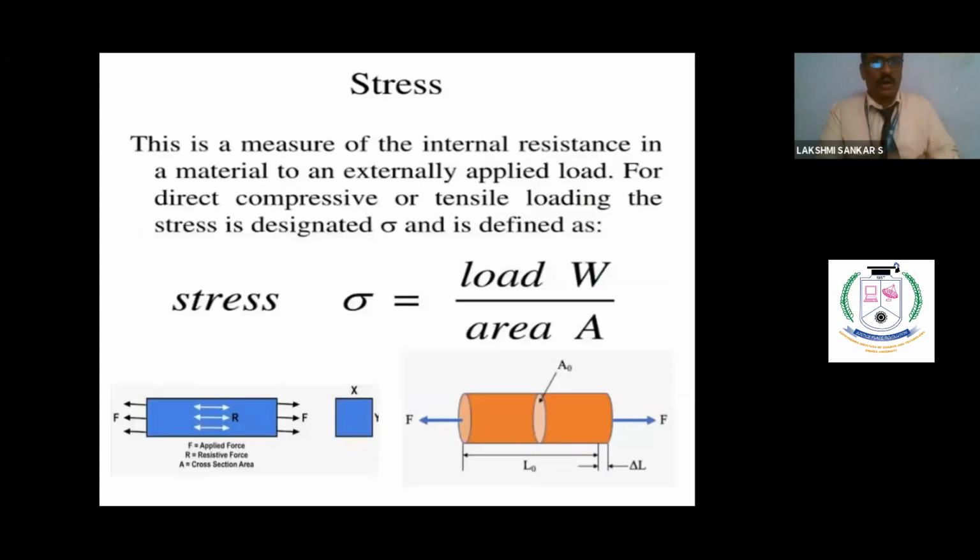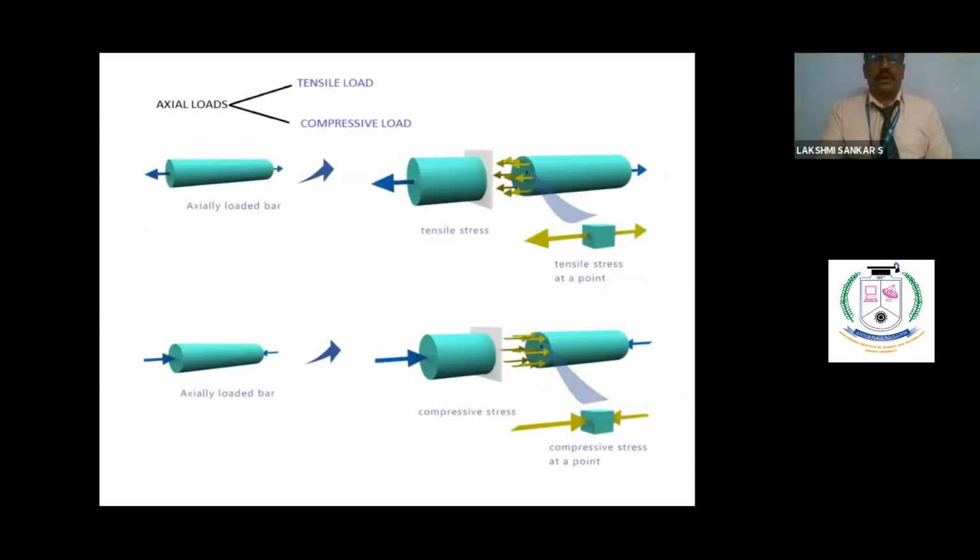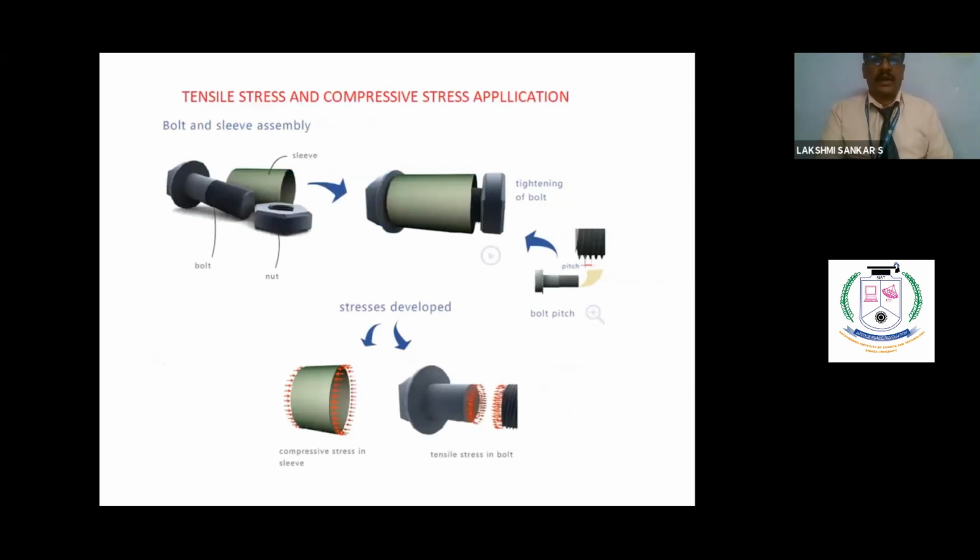Then we moved on. Load divided by area representation. Then I said compressive stress, tensile stress, something like that. These are pictorial views of the particular axial loads. And I said some practical cases of such stresses. See, a bolt and sleeve assembly is there. After the sleeve is added onto the bolt and the nut is tightened, the stress experienced by the sleeve will be compressive in nature, and the bolt will be tensile in nature.